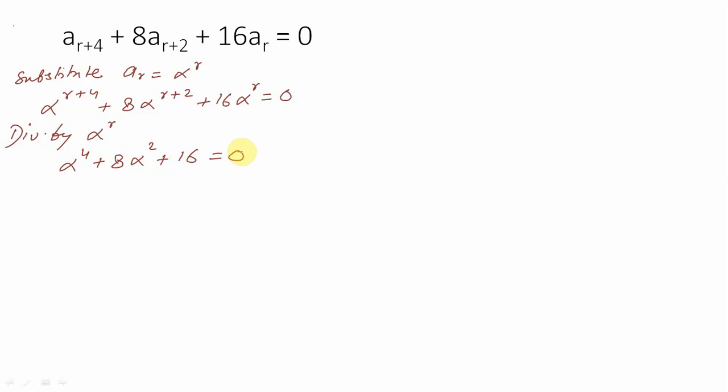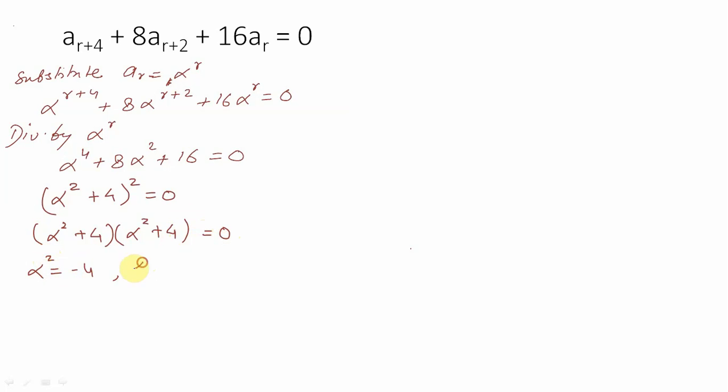is equal to 0. Solving this expression, it gives me (alpha square plus 4) whole square is equal to 0. That means it is (alpha square plus 4)(alpha square plus 4) is equal to 0. So the roots are alpha square is equal to minus 4 and alpha square is equal to minus 4. In other words, the roots are alpha is equal to plus minus 2i and plus minus 2i.